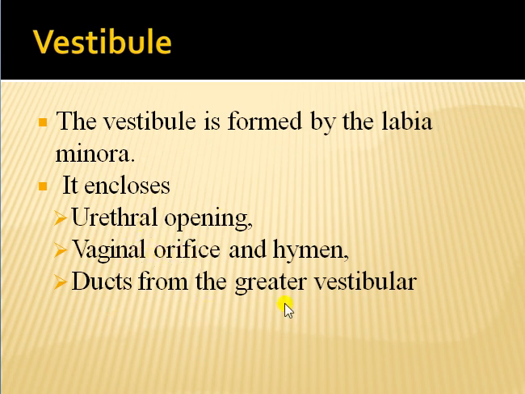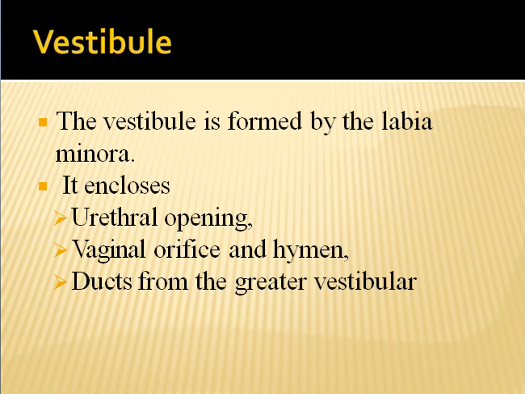That's from the greater vestibule. What is the space available in the labia minora? The vestibule is formed by the labia minora. The labia minora is tissue, it is enlarged, and that space we can call a vestibule. In that space only the urethral opening and the vaginal orifice will be present.